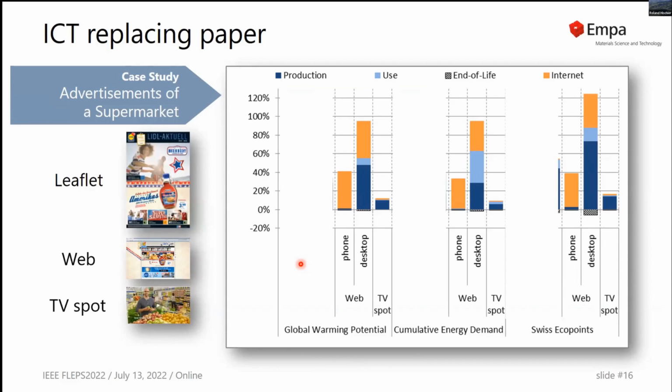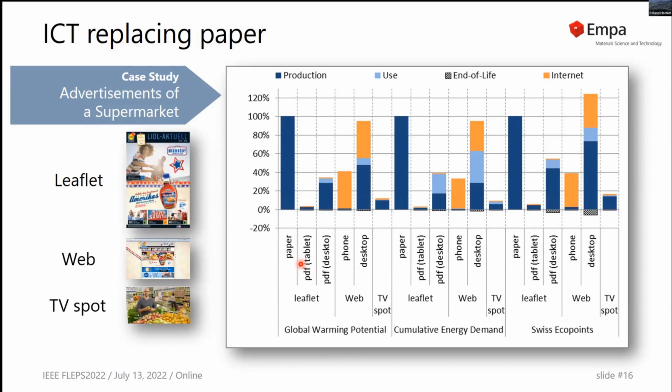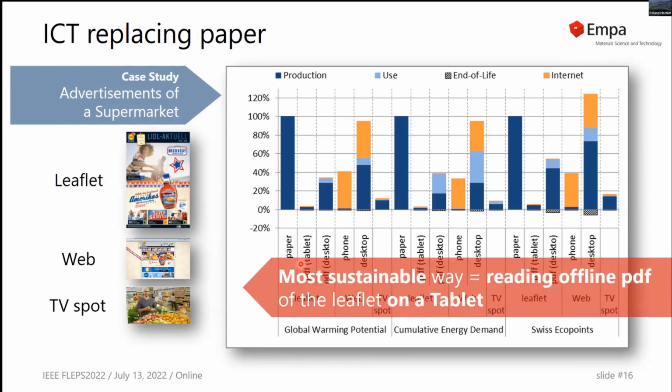Or I can have a leaflet, either printed on paper, or I can download this leaflet on my tablet as a PDF and scroll through it on my tablet. And here you see the impacts from the paper version, which is set to 100% for each of these categories, and the PDF on the tablet, or the PDF read on a desktop computer. So in the end, the most sustainable way of advertising for a supermarket is if we read such a PDF offline on our tablet.